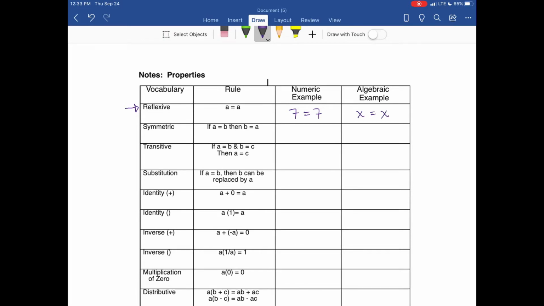So when we end up with equations and we have x on one side and x on the other side, that is something that will always be true.